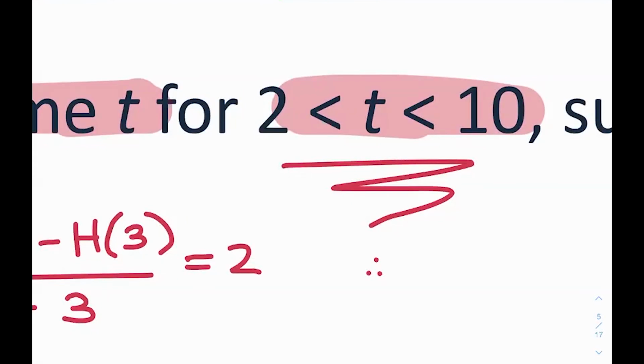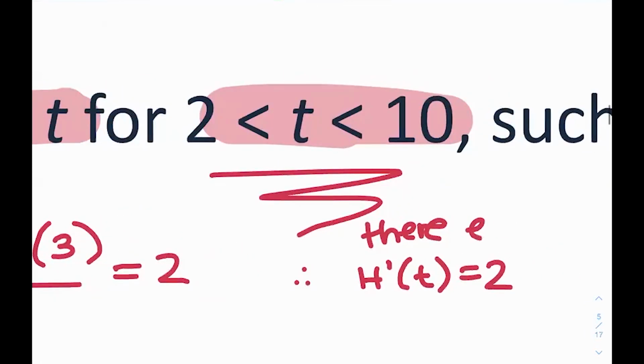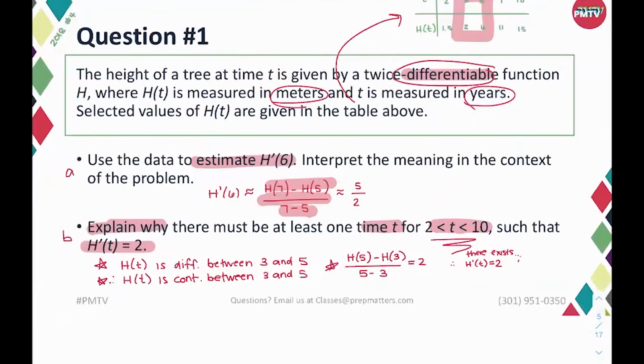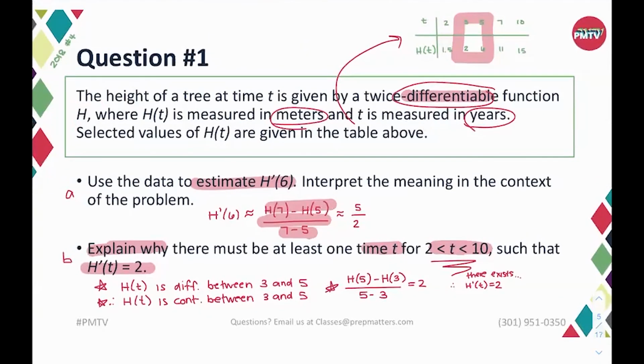Once we have all of that, then we can say, because of all of that, therefore, and I'm not going to write this one out, but therefore, there exists a value of t somewhere between 3 and 5 for which h prime of t is equal to 2. So therefore, there exists all of that. There exists a value of t between 3 and 5 for which h prime of t equals 2. Again, the math is not incredibly awful, but we do want to make sure that we check those conditions.